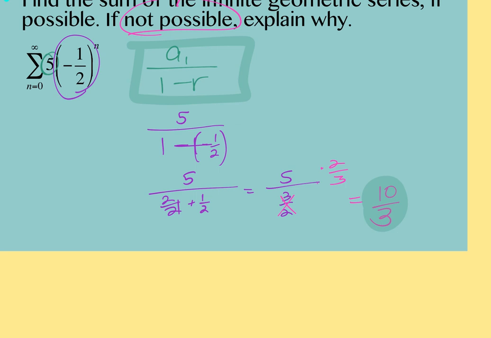Most calculators cannot do these because you can't put an infinity symbol in the top. There's a workaround, like you can just make that top number super, super big, but this is just as easy, and you won't have a graphing utility to do that. A graphing utility can find the sum of a finite geometric sequence, just not this one.